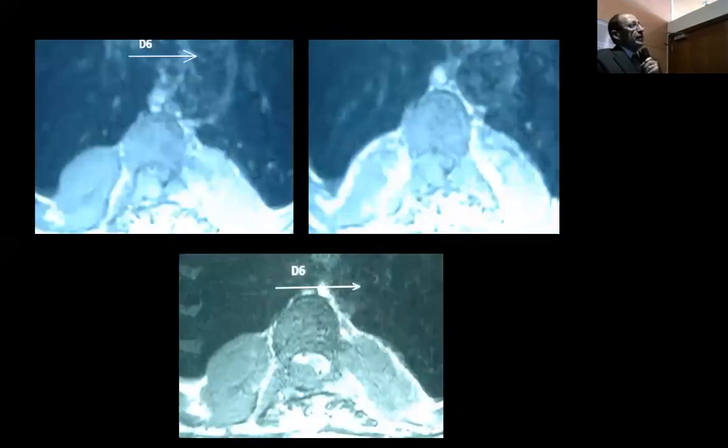Next. This is axial T1 weighted, axial T1 weighted, axial T2 weighted. If you look carefully, the masses are paravertebral. There is no extension into the neural foramen, which is very important to exclude neurofibromatosis. This is T2 weighted. You can see this is the spinal cord here, and this is the mass, encroaching upon the cord and causing severe compression.